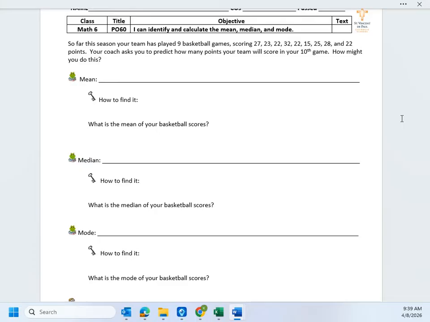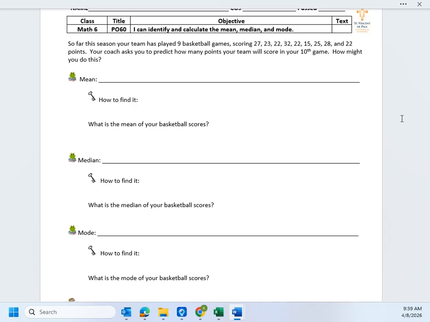So we're starting off with something we know. We've worked with mean, median, and mode. You learned it, you used it last year. We've had it in some of our math packets. We've had to do mean, median, and mode. So now we're doing it as part of our unit.